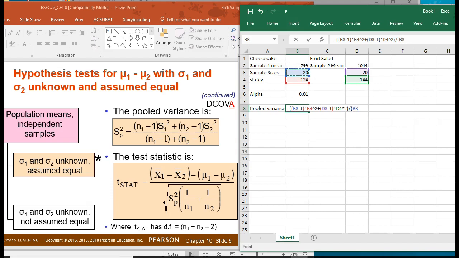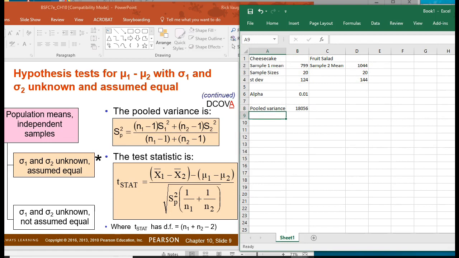and then we'll do parentheses, n1 minus 1, close parentheses, plus parentheses, n2 minus 1, close parentheses for the n2 minus 1, and then close parentheses for the denominator, and then press enter. So this is our pooled variance, Sp squared.